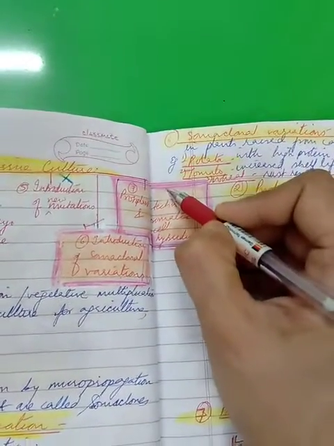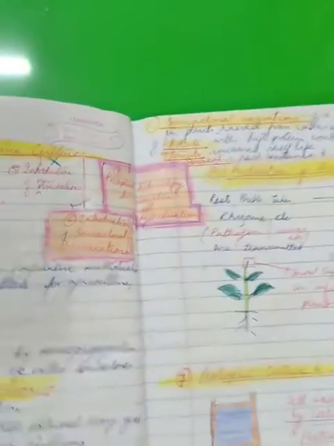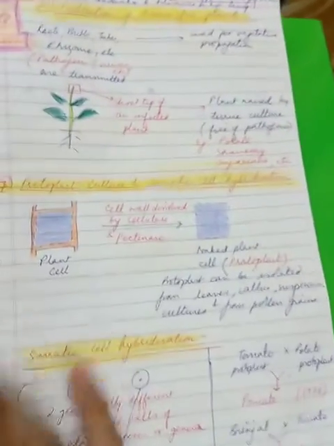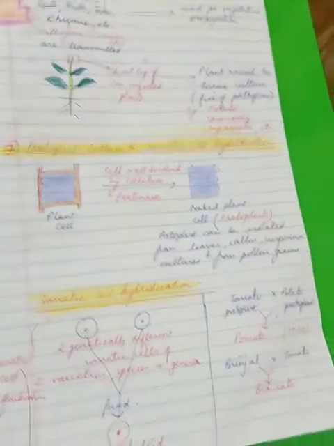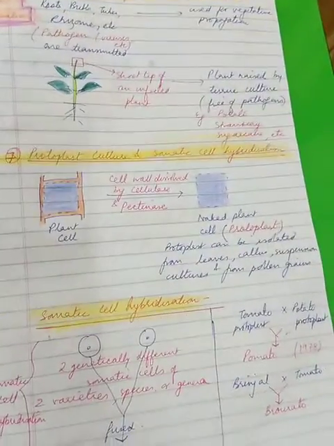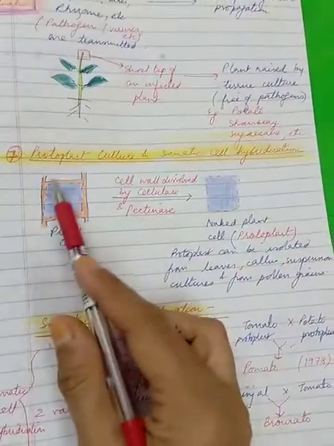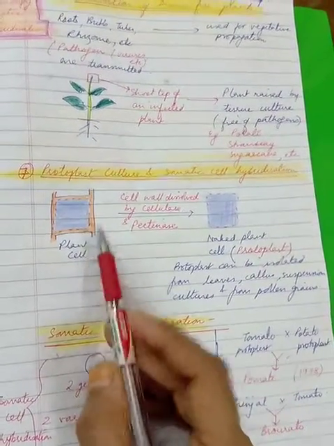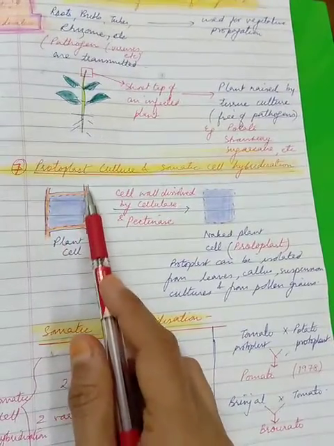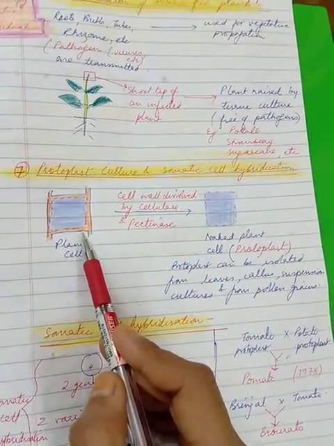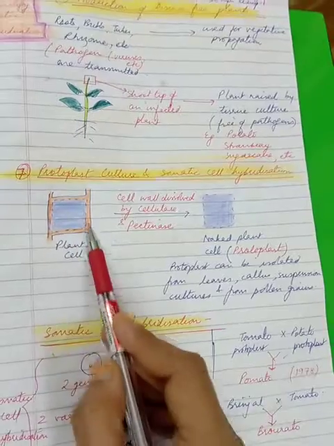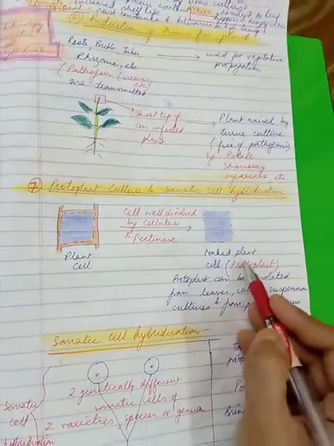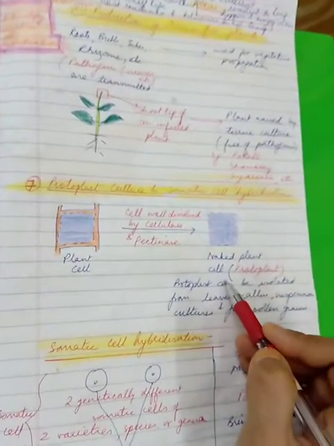Coming to the last, that is protoplast technology and somatic cell hybridization. This is very important, children. First, what is protoplast? Suppose this is a plant cell. This is a plant cell. We know the outer is cell wall and the inner is cell membrane. We have shown you by 2 colors. The orange part is the region between cell membrane and cell wall, and this purplish part is the protoplast. So how is protoplast obtained? We can say it is the naked plant cell.